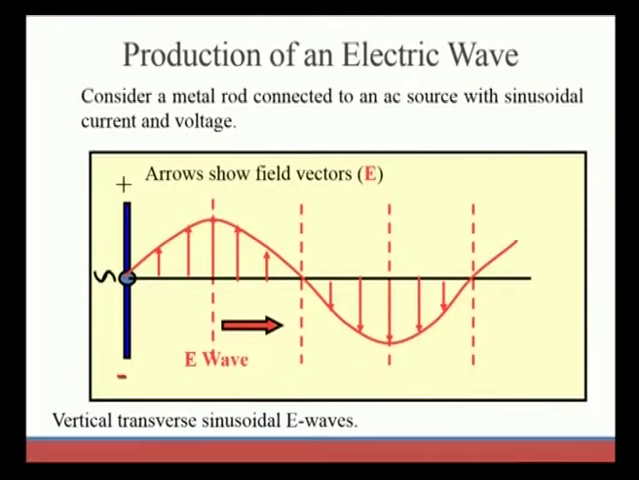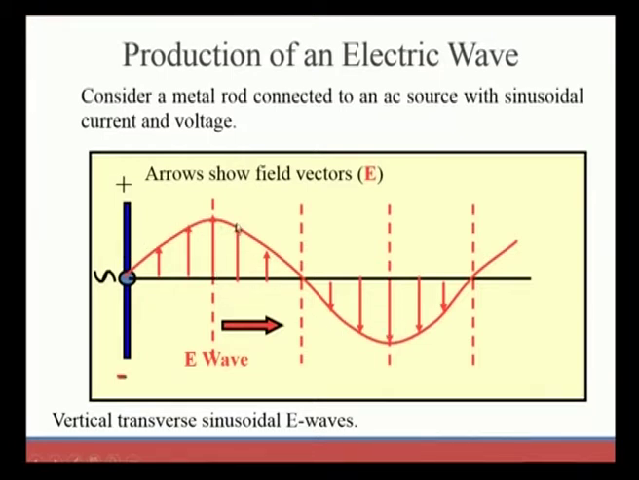So, how the production of an electric wave will be: consider a metal rod connected to an AC source with a sinusoidal current and voltage. This will produce the electric field, and we can find the arrow marks indicating the electric field. This is how it will be.